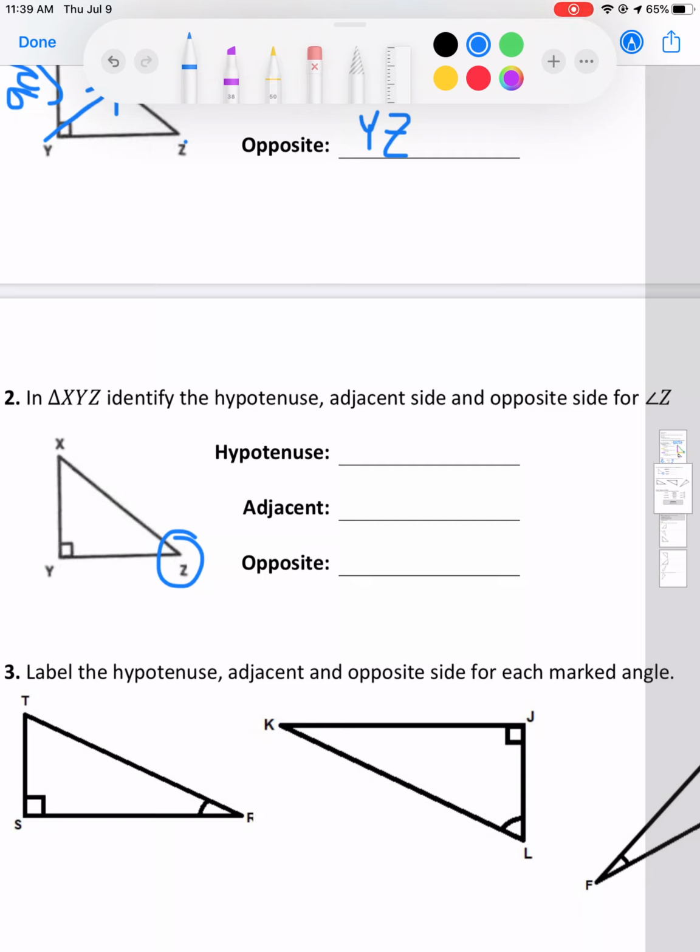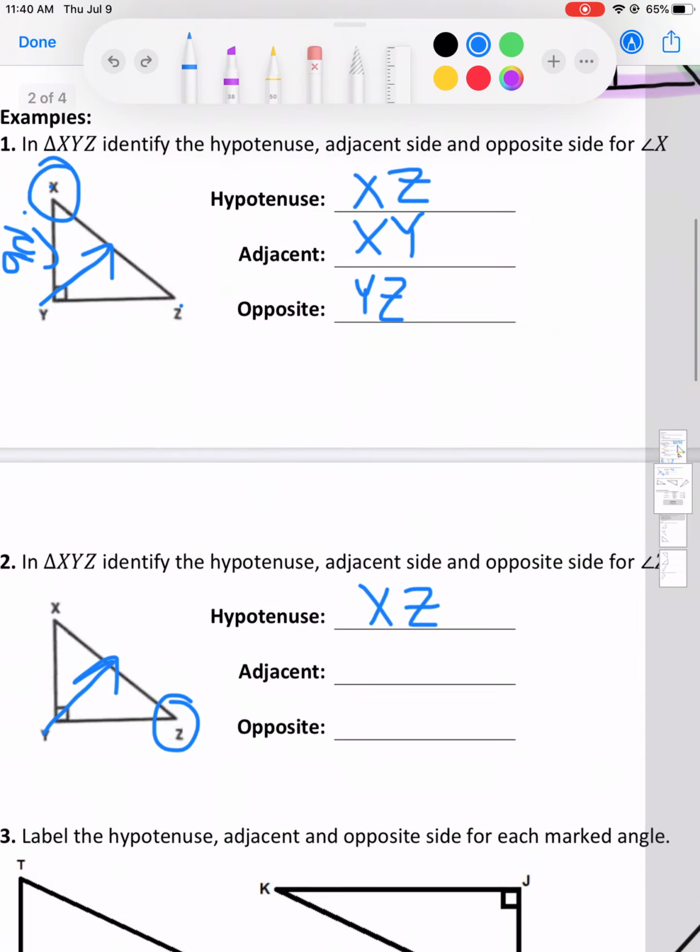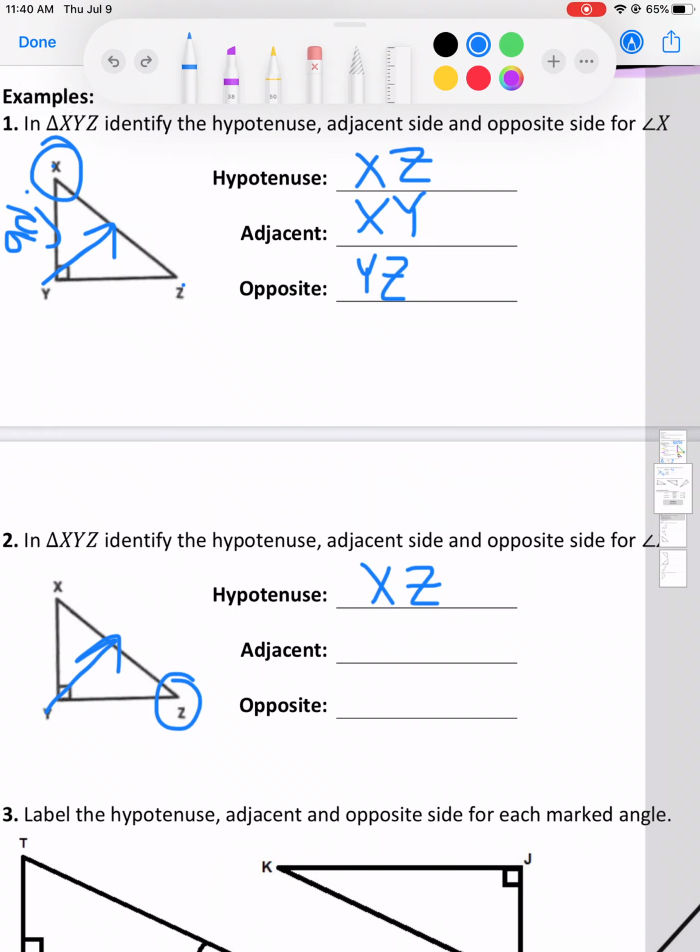Hypotenuse, again, always the longest side. I don't care what angle is the interest. So my hypotenuse is XZ. As you can see, it's the same as above. But in this case, my adjacent, the one that's touching the angle, is YZ. So last time it was my opposite, now it's my adjacent. So I'm hoping you guys can see the difference there.